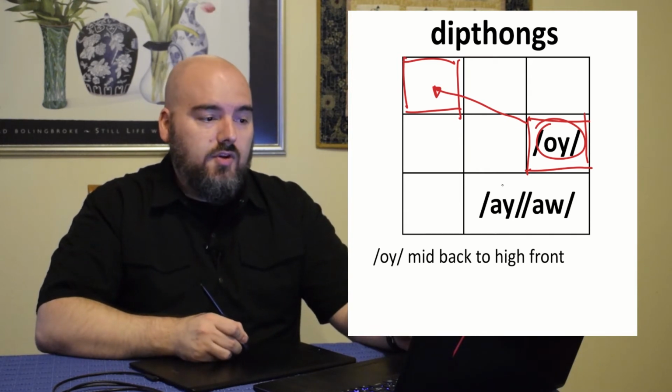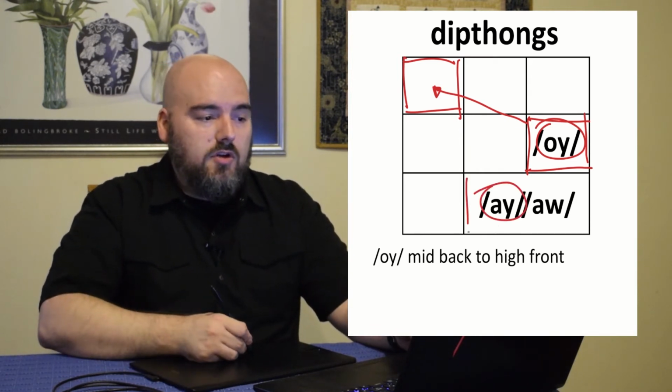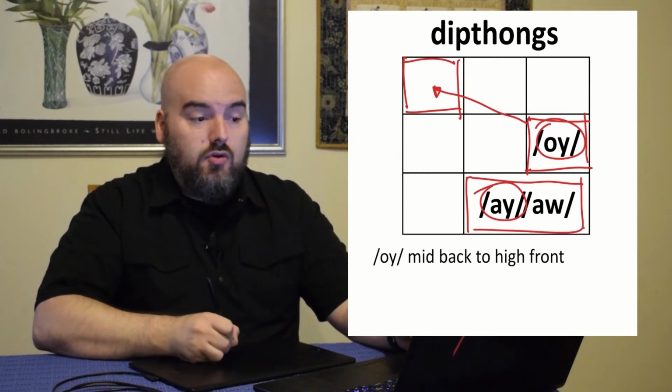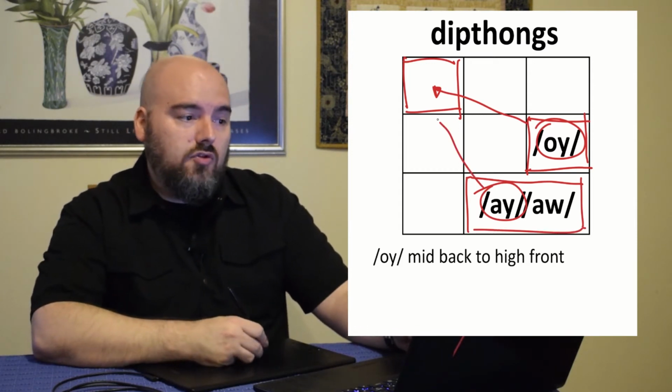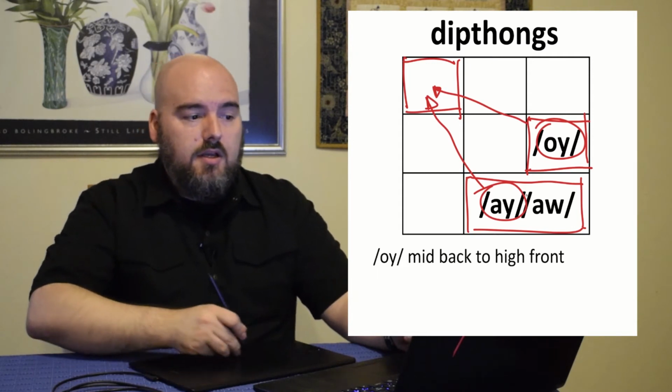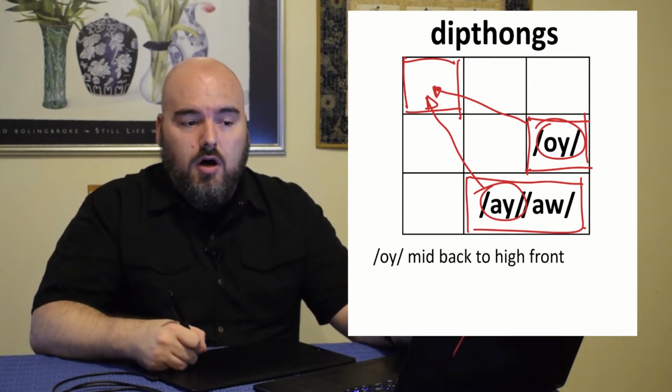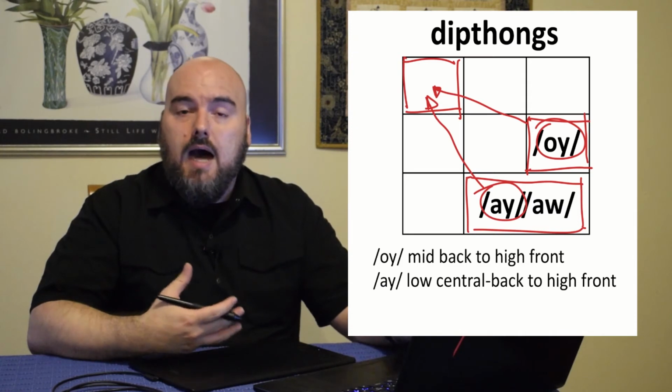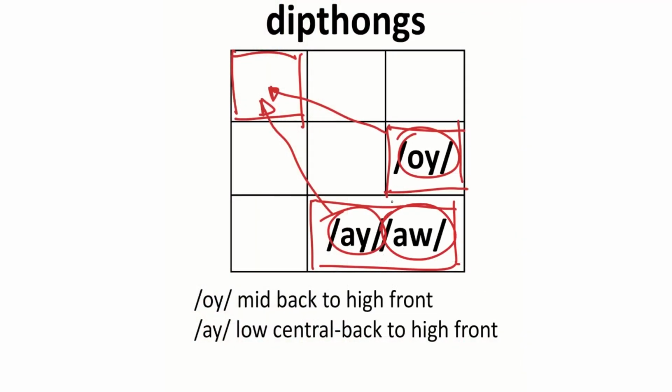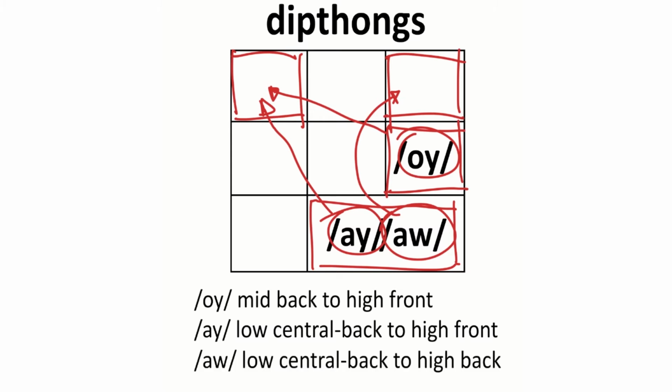Let's take this other one. So let's take I. And again, we're starting in this box, which is central back, right? So we're going from central back all the way to high front. So how would you call this diphthong? You would call it low central back to high front. And if we're going to use this one, which is going from this box all the way to this box right here, we're going to low central back all the way up to high back. So that's what we would call it, low central back to high back. And that's how you would describe a diphthong.